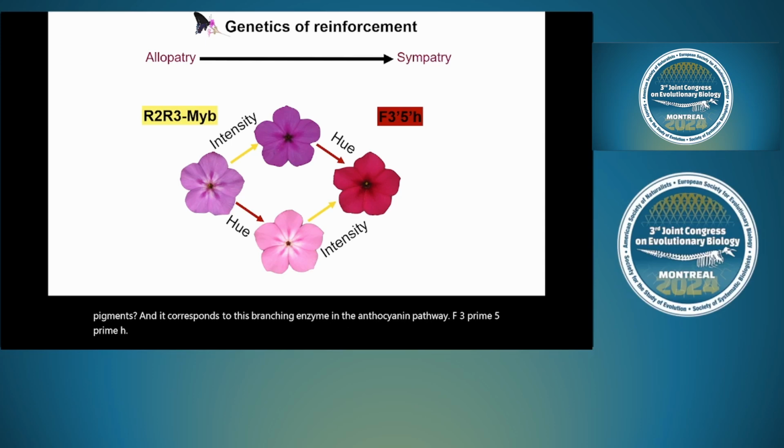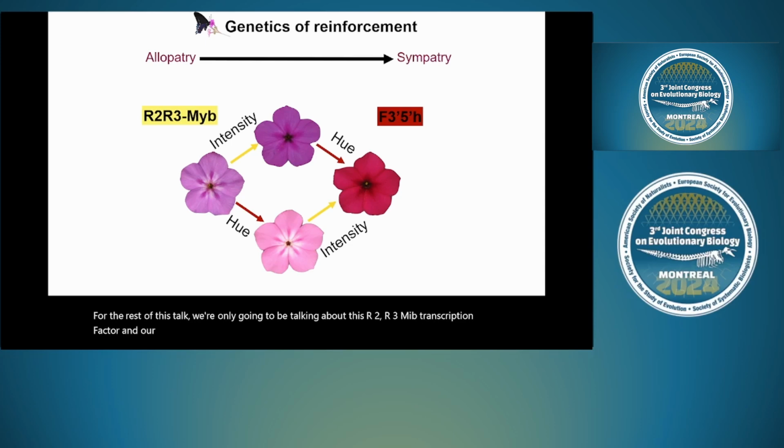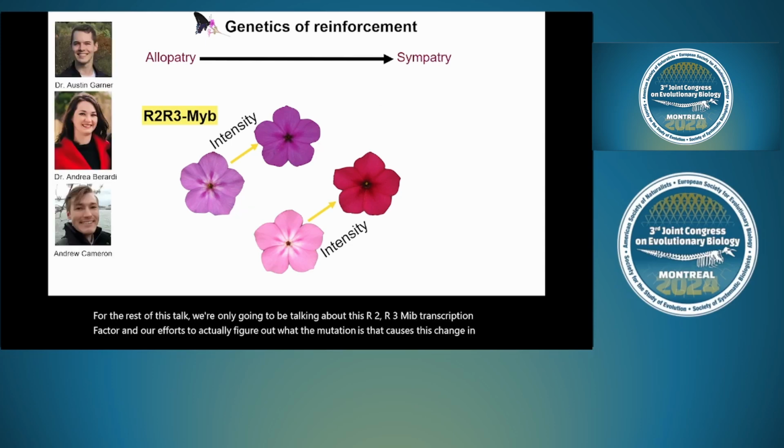For the rest of this talk, we're only going to be talking about this R2-R3 MYB transcription factor and our efforts to figure out what the mutation is that causes this change in flower color intensity. This work was done by a phenomenal team in the lab: PhD student Austin Garner, postdoc Andrea Berardi, and a fabulous technician, Andrew Cameron.